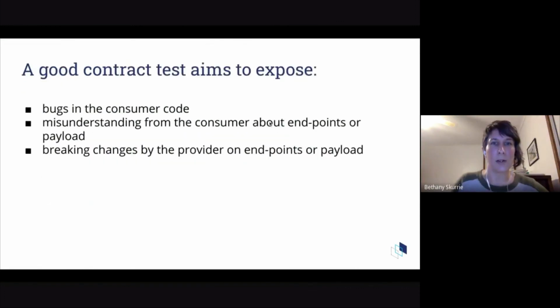Okay, so good contract tests aim to expose bugs in the consumer code, misunderstandings from the consumer about the endpoints or the payload, and prevent breaking changes by the provider. We're not actually trying to expose bugs in the provider. That's the job of the provider's own tests. It might come up unintentionally as part of it, but that's not actually one of their aims.